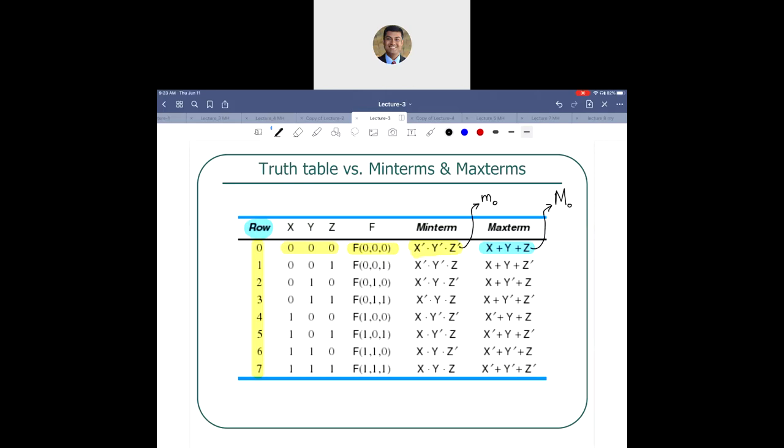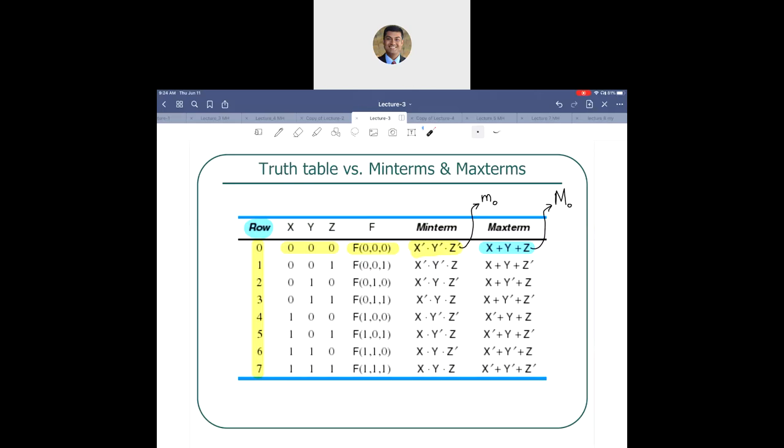Similarly, I go down this list. We know how many combinations we are going to have for XYZ. It is going to go from 0, 0, 0 all the way to 1, 1, 1. In the next column for output F, I am evaluating F with X and Y and Z substituted for each of those particular rows, followed by those corresponding minterms and max terms.